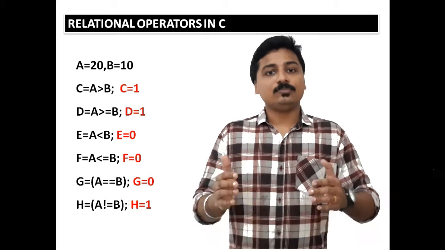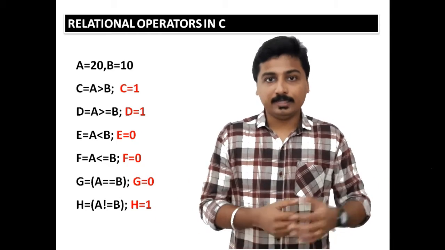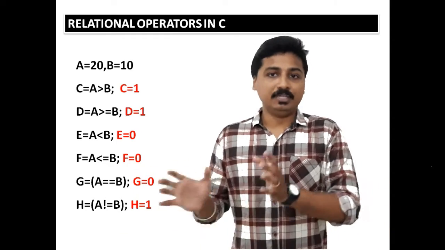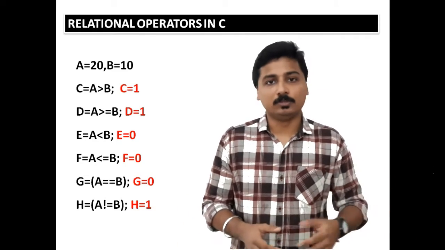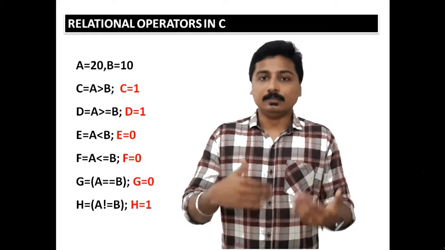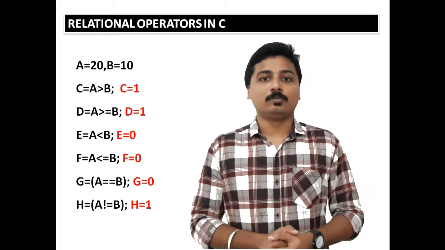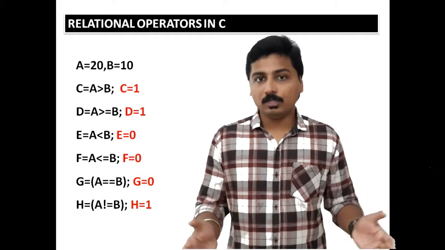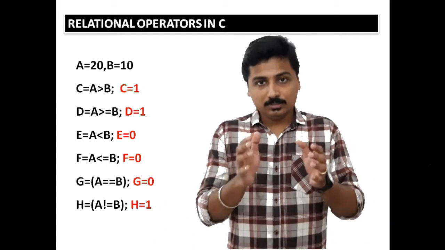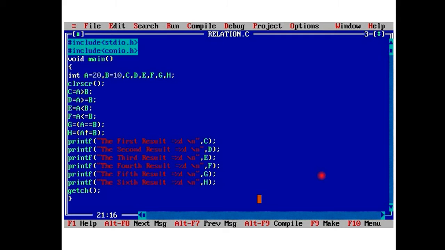Another comparison we are making is whether the value present inside A and B is equal or not. That is A equal to B. We are comparing the value in A and B and the result will be 0 because 20 is not equal to 10. And in the next case we are using another category of relational operators, that is 20 not equal to 10. Definitely it is right because 20 and 10 are not equal and the result will be 1. So this is the basic idea behind the program and we are implementing the program. In this program we are implementing how the relational operators are used in C.